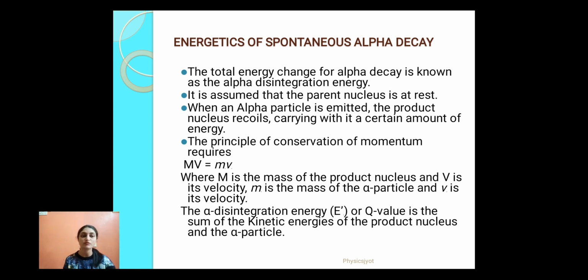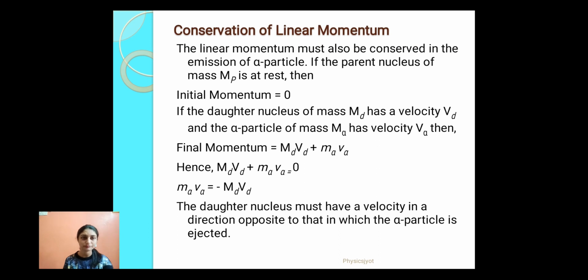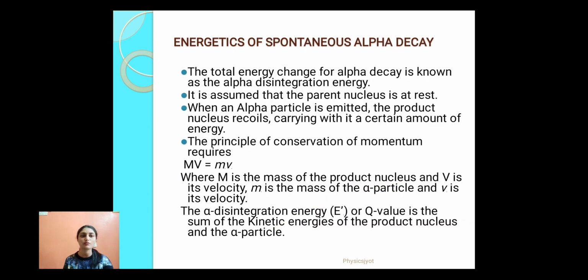Where M is the mass of the product nucleus, V is its velocity, m alpha is the mass of the alpha particle, and v alpha is its velocity. So once the alpha particle is emitted, the product nucleus and the alpha particle should have momentum equal and in opposite directions. So the alpha disintegration energy E dash alpha, also called its Q value, is nothing but the sum of the kinetic energy of the product nucleus and the alpha particle.